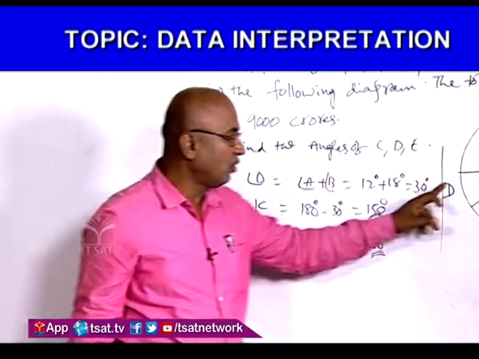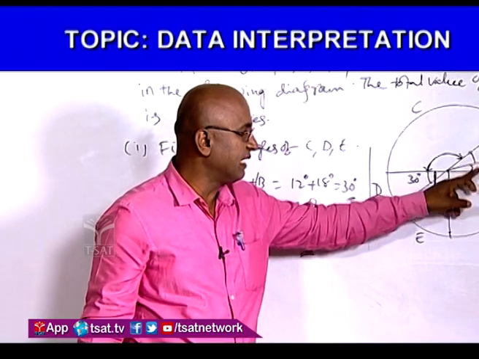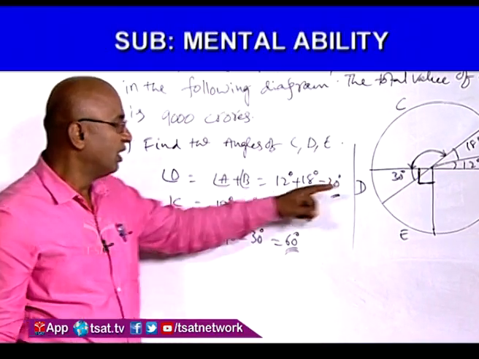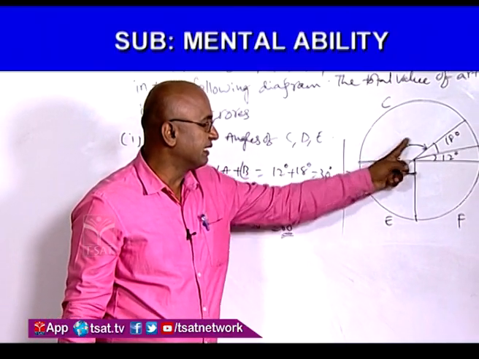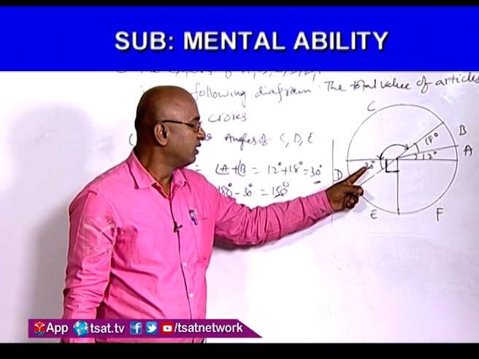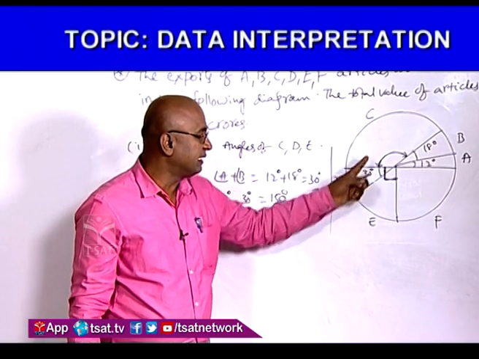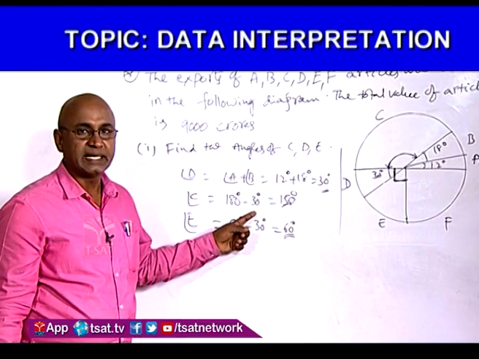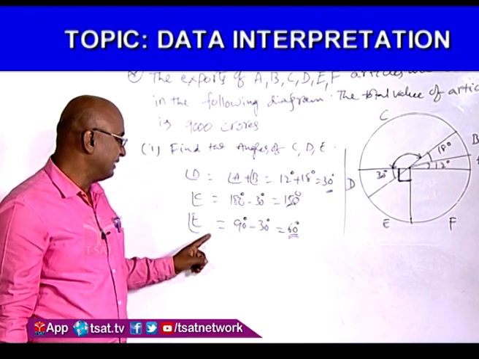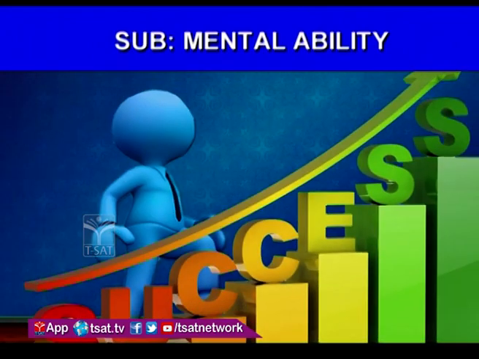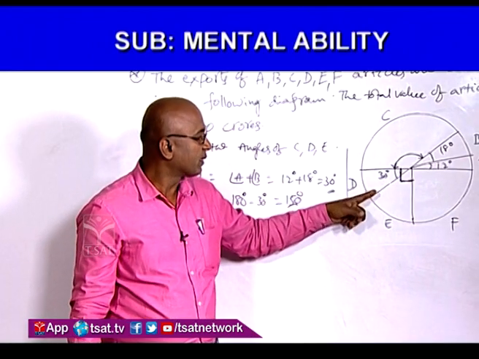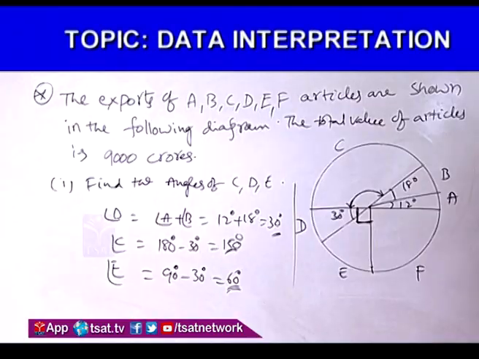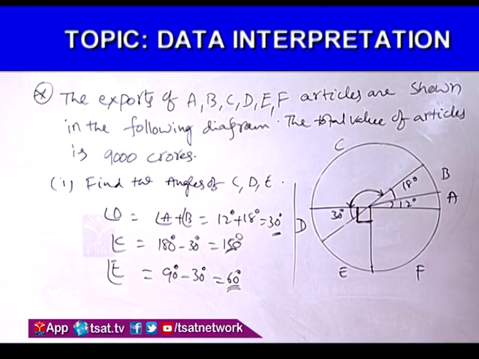Angle D, opposite angles are the same, that is why angle A plus angle B, 12 plus 18, is 30. And angle C is equal to the total angle 180 degrees, out of which 30 degrees is D. 180 degrees minus 30 degrees gives angle C, that is 150 degrees. Now angle E: the quarter circle is 90 degrees, this value is 30 degrees, and the remaining angle E, 90 minus 30, will give you 60 degrees.